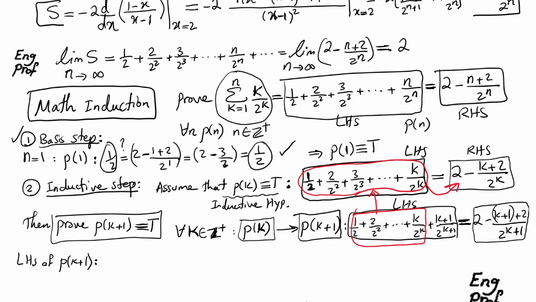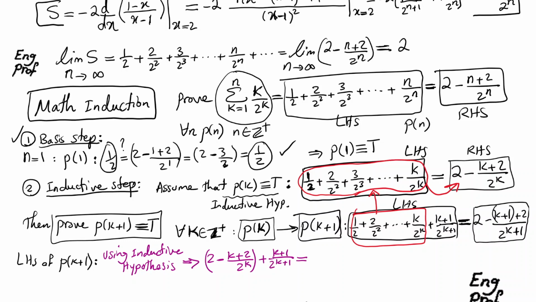So I am going to write, using the inductive hypothesis, or the assumption that is given to us, I am just substituting the portion that I showed you in red with this. So therefore I can rewrite 2 minus (k plus 2) divided by 2 to the k. That's the substitution for the portion highlighted in red, and keep the rest of the left hand side, (k plus 1) divided by 2 to the k plus 1.